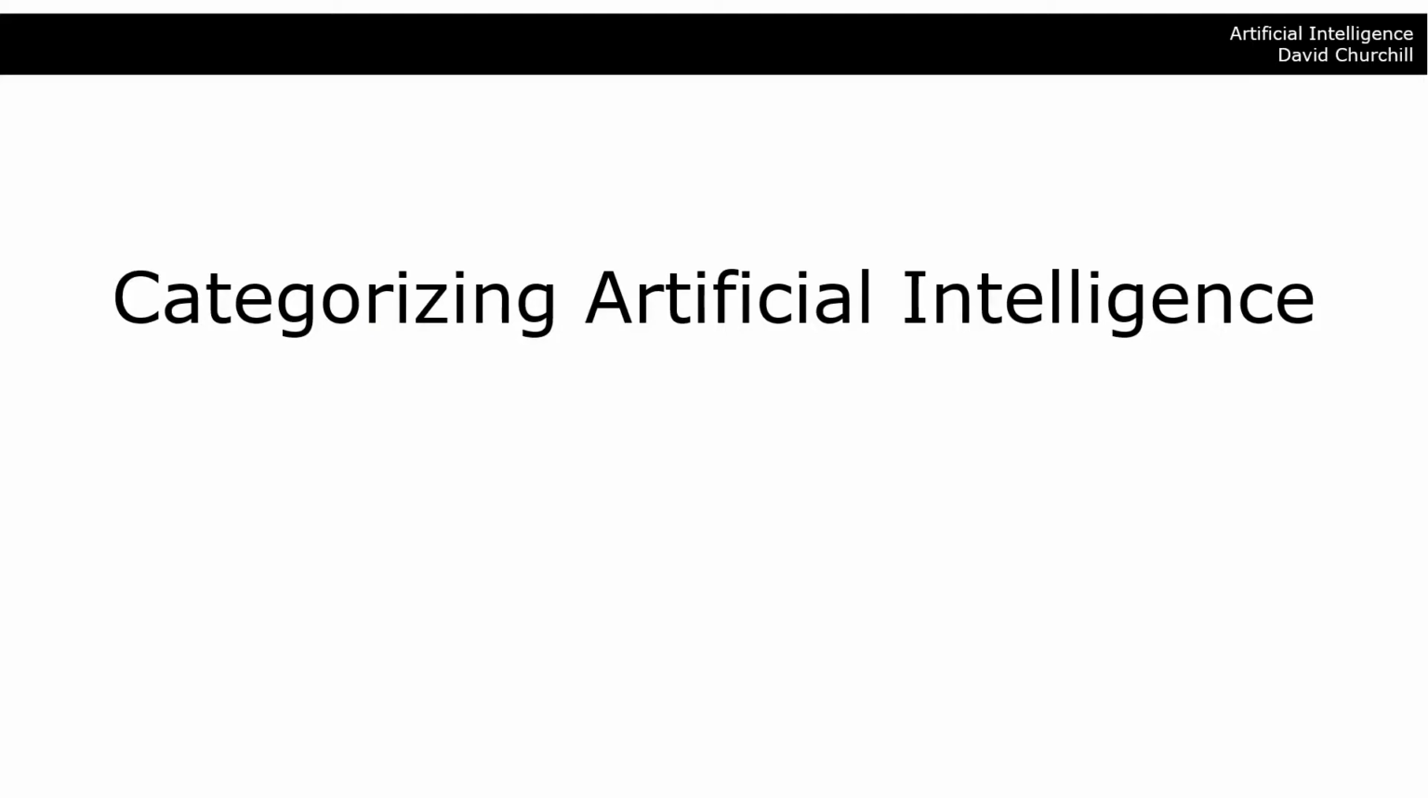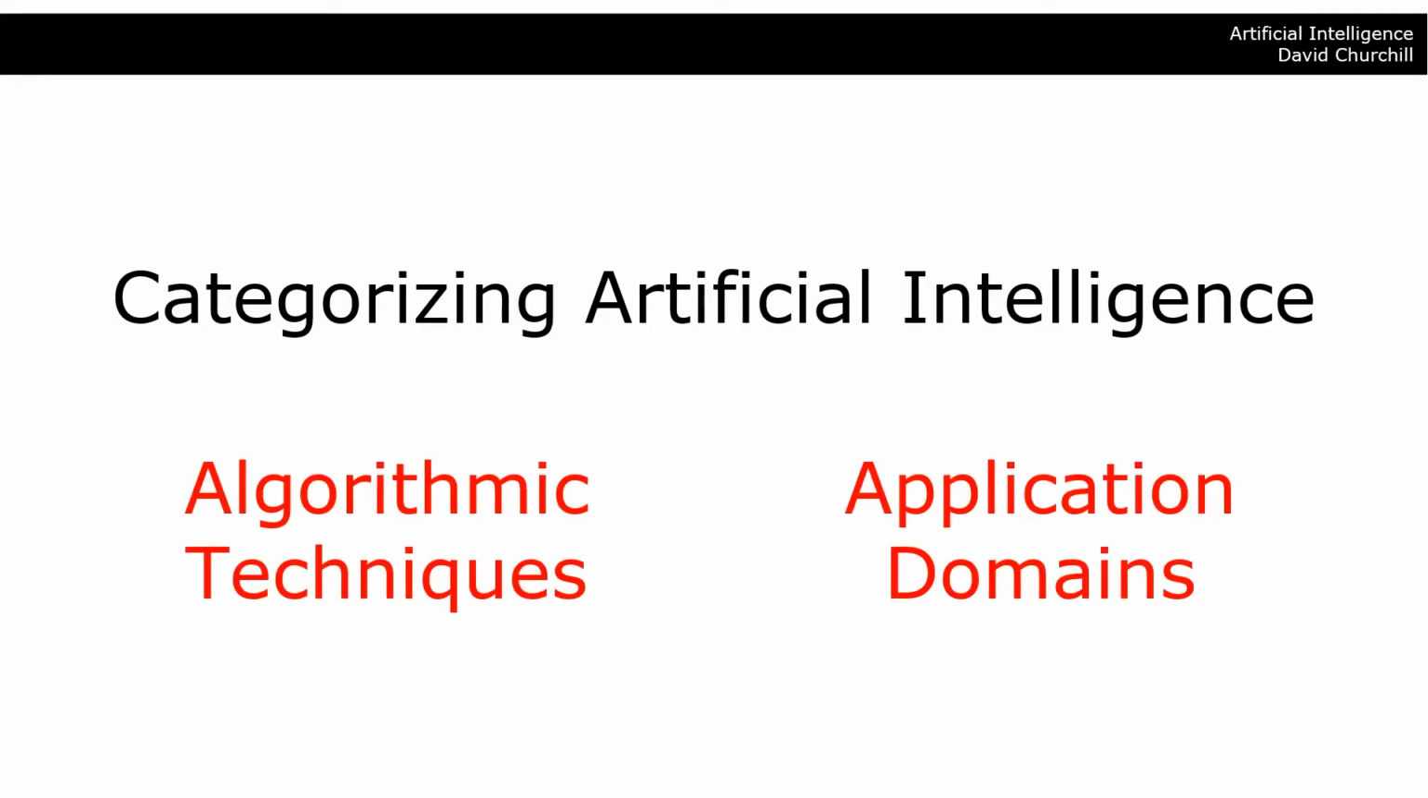So if we try and categorize AI, we're talking about one of two different things. Either we're talking about the different types of algorithmic techniques that can be used for artificial intelligence, or we're going to talk about the application domains of artificial intelligence. So for example, if you talk to someone in computer science, it's probable that they're working on more of the fundamental algorithmic techniques for AI. Whereas someone outside of the sciences may just be using artificial intelligence as a tool to solve one of the problems in their application domain.